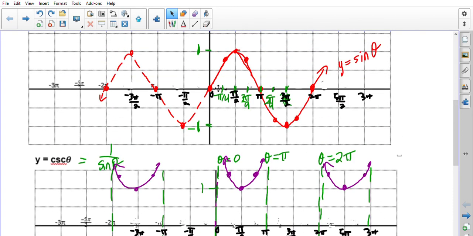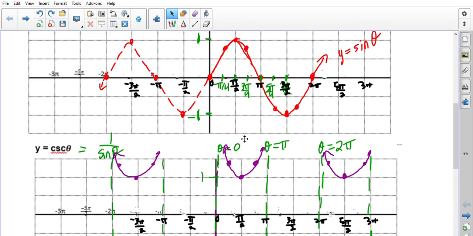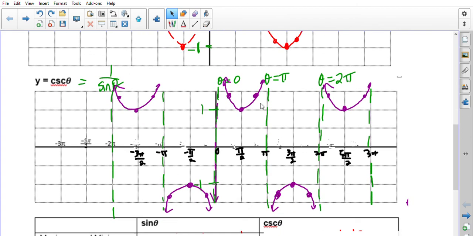Notice that from 0 to pi over 2, this little interval here, the graph was increasing here. We know that the intervals of increase and decrease should change for reciprocals. So if it's increasing here, we notice that it's decreasing here from 0 to pi over 2. From pi over 2 to pi, we could see that it was decreasing. And then from pi over 2 to pi here, we can see it's increasing. So all those same characteristics are being met.